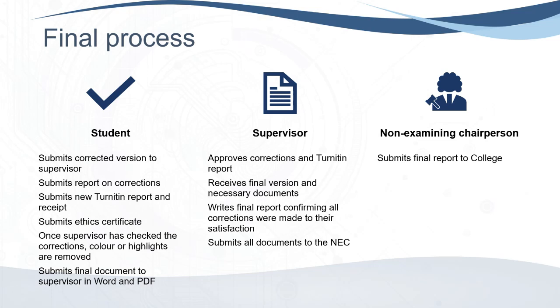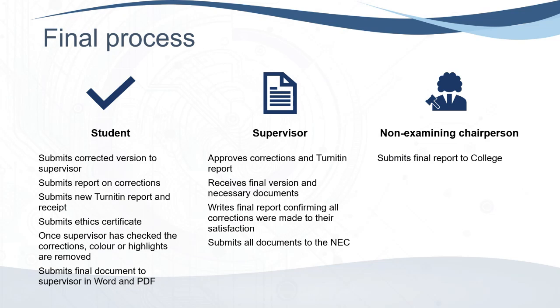With the final process, you've now made the corrections and attended to the examiners' comments. You will then submit your corrected version to your supervisor with a new file name. You will also submit the report on the corrections. You will submit a new Turnitin report and receipt, except for those cases where it really is not necessary. You will submit the ethics certificate. Once your supervisor has checked the corrections, the color or highlights are removed. So make sure that the final version does not have any color or highlights in it. The final document will be submitted to the supervisor in both a Word format and PDF format.